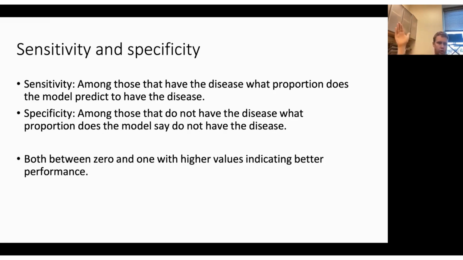So both of these measures are between 0 and 1, and higher values indicate better performance. Ideally, in an ideal world, you would want to have both of them very close to 1. That would mean among the people who have the disease, the model said almost all of them had the disease. So it's making the correct decision in that group almost all the time. And the specificity close to 1 would be saying among the people who don't have the disease, the model is saying they don't have the disease almost all the time. So making the correct decision within that group almost all the time.